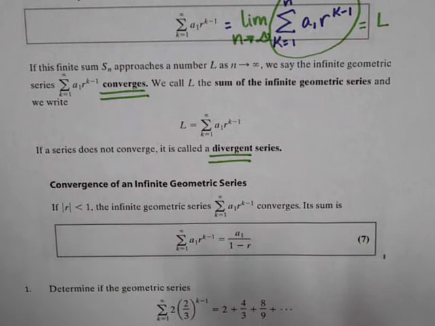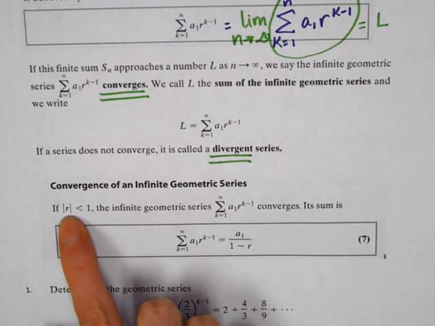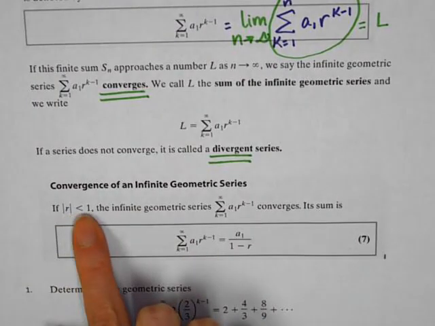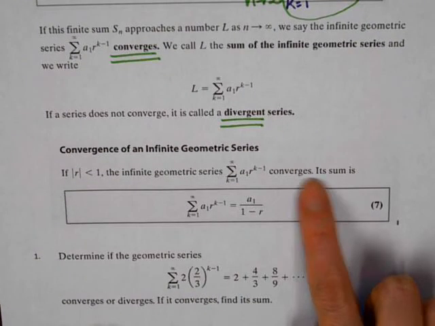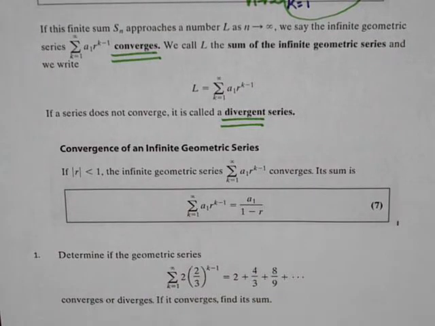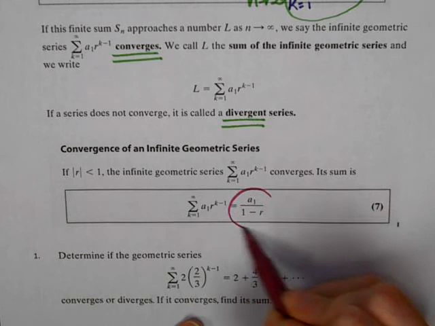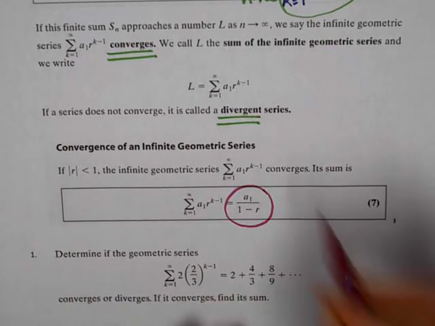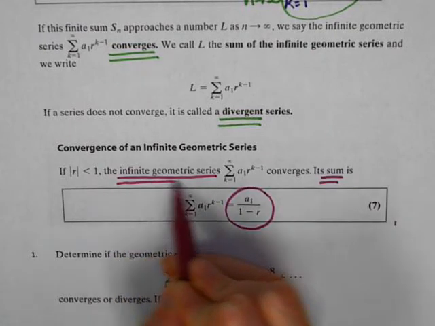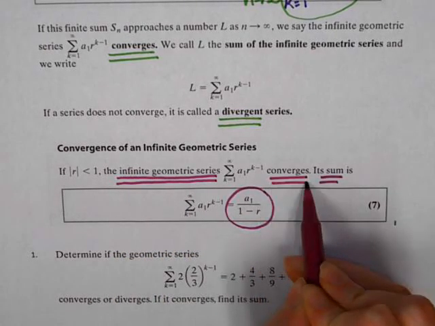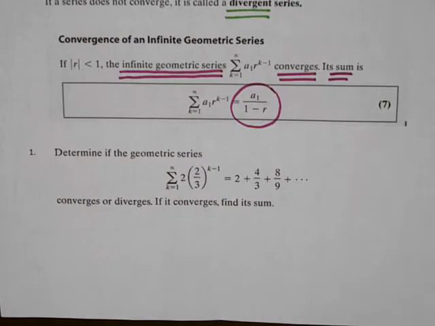And the easiest way to tell is very simple. If the absolute value of r is less than 1, then this infinite series will converge. And the way to find the sum is this formula right here. So this is the formula for the sum of an infinite series that converges. And this formula will be given. You just have to know when to use it.